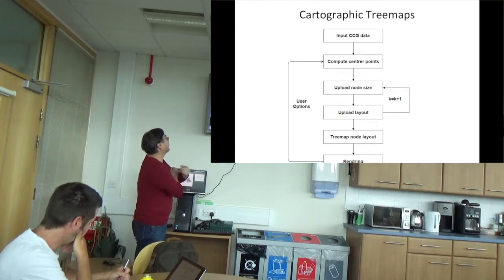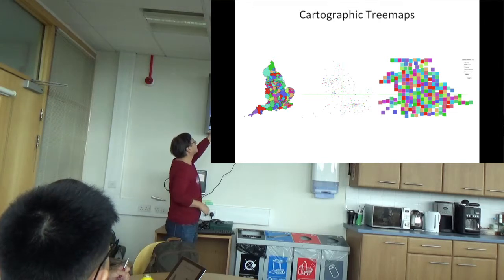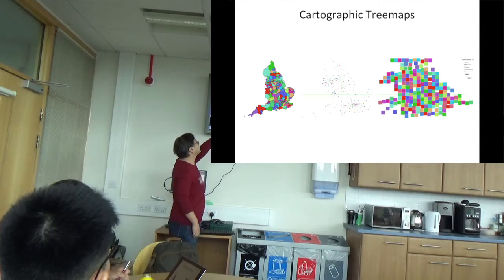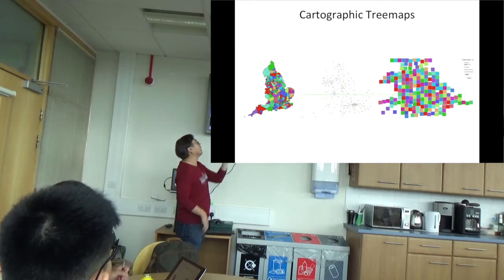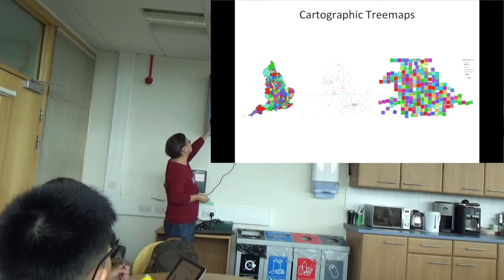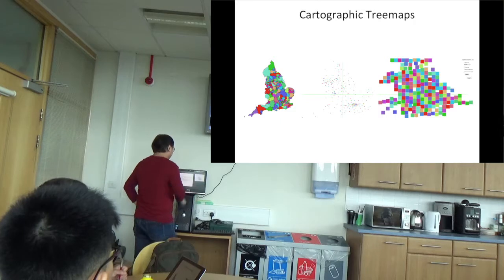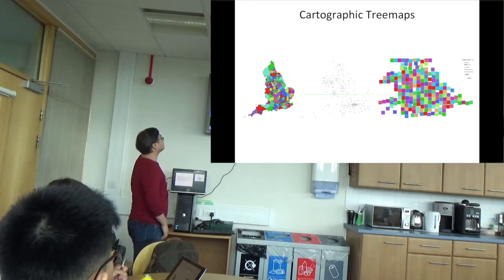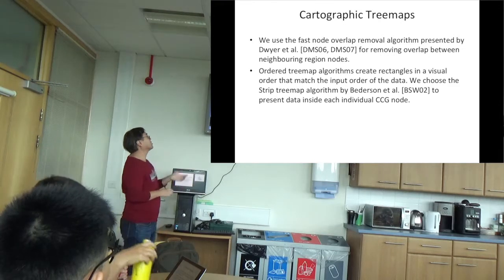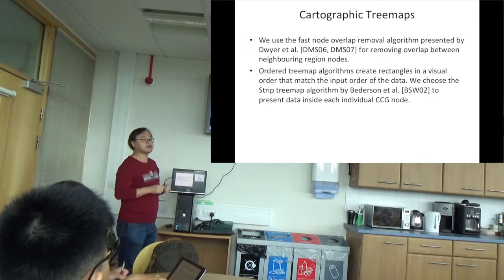Here is a simple explanation of the project. First, we get the original map, we calculate the central points, and we increase the size of the central points, and we get the final output. You can still find the similarity between the original map and the final output. We use a fast node overlap removal algorithm to remove the overlap between regions, and we use the ordered treemap algorithm to draw the ordered treemap inside the CCG node.